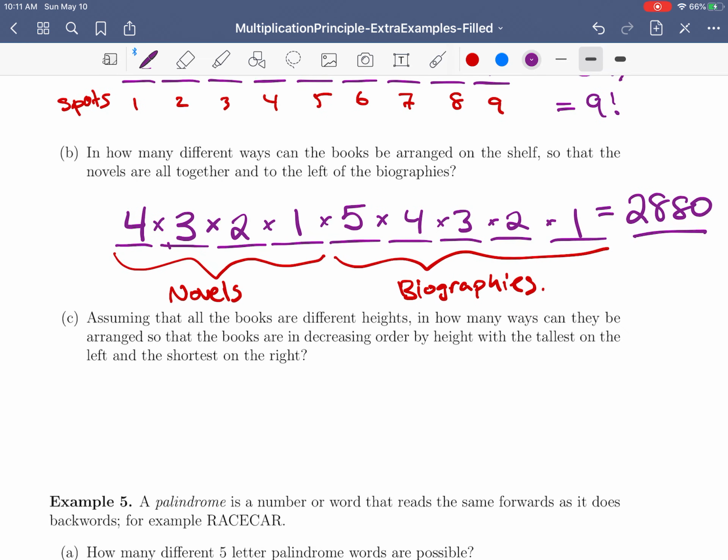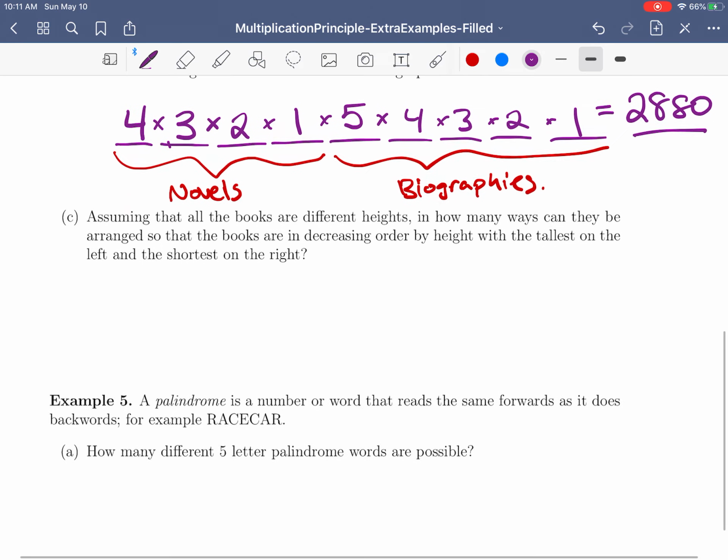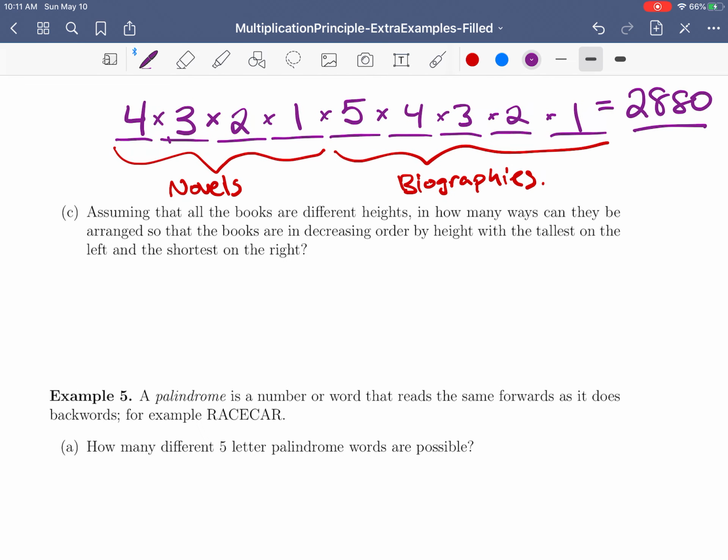Now, one more of this type. Assuming all the books are different heights, in how many ways can they be arranged so that the books are in decreasing order by height, with the tallest on the left and the shortest on the right? So this one sounds complicated, but it's actually really not.